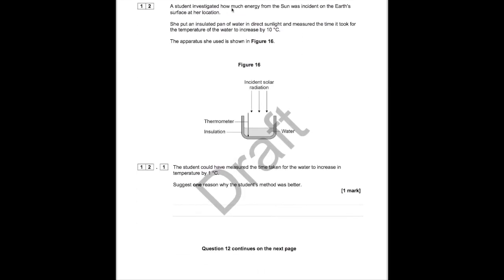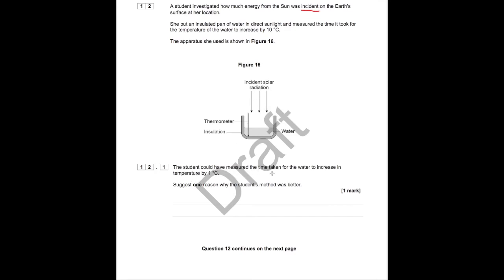A student investigated how much energy from the sun was incident on the Earth's surface at her location. Incident just means shines on. She put an insulated pan of water in direct sunlight and measured the time it took for the temperature of the water to increase by 10 degrees. The apparatus she used is shown in figure 16. So, pan of water, thermometer in there, sun shining into it.